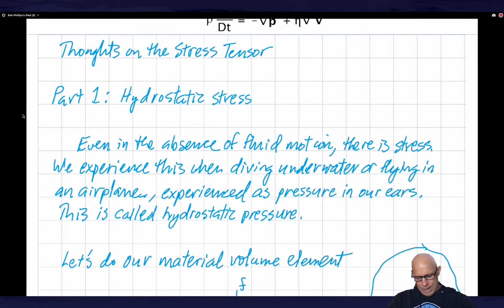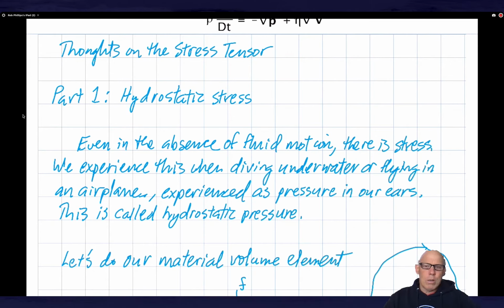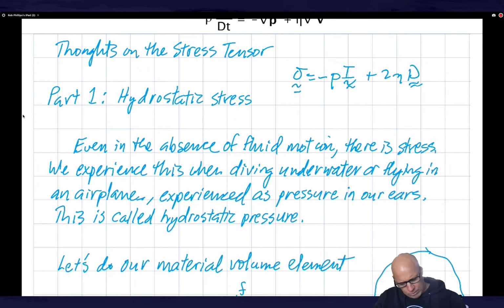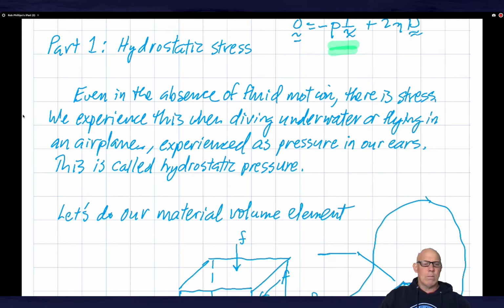So with all that said, let's now take a tour of the stress tensor. The first part: I said that sigma is equal to minus p times the identity matrix plus 2 eta D, where D is the rate of deformation. So let's start by thinking about this piece, which is the hydrostatic piece. This is one that we're all used to.